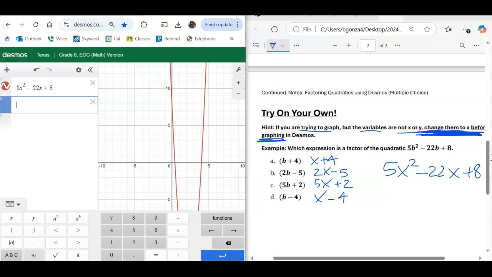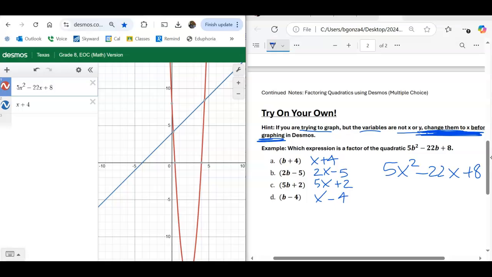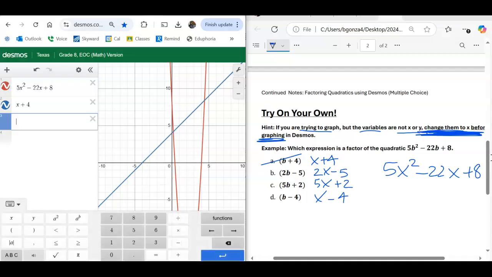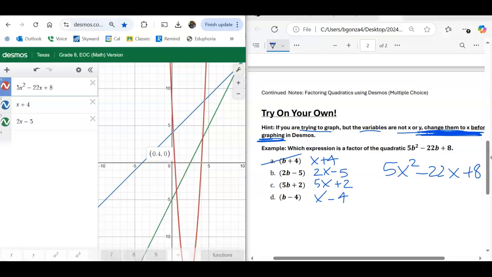All right, let's try the first one. X plus 4. You tell me, does that cross the same x-intercepts? Here or here? No. What about 2x minus 5? Does that green one cross the same x-intercepts here or here? No. Okay. What about the third one?